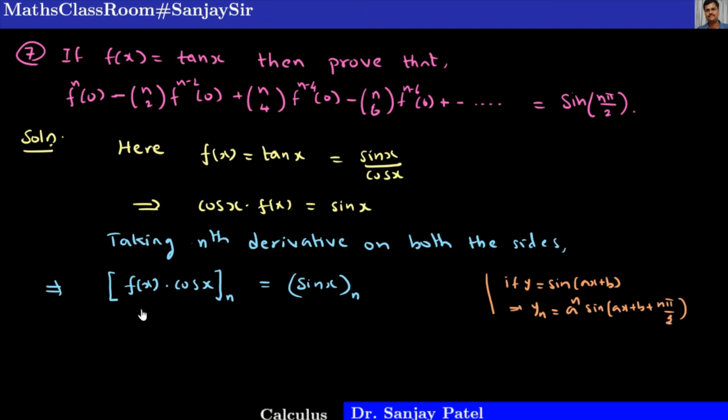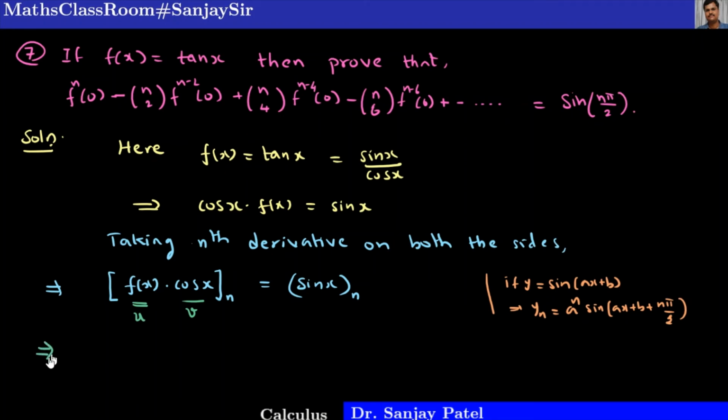For the left hand side here, I want to apply the Leibniz rule because it is a product of two functions. So one function I can take as u, other as v. Here we can find the derivative of cos x very easily, so let us take this as v, and this function is f(x). So we keep it as it is and take it as u.